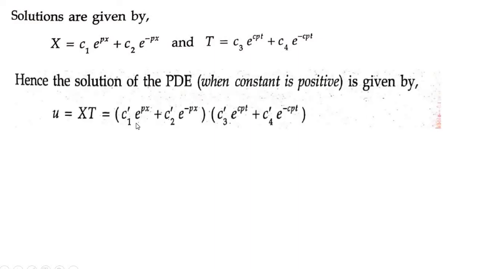Therefore, the solution of a partial differential equation when the constant is positive is given by u equal to X into T, where X is equal to c1 dash into e to the power px plus c2 dash into e to the power minus px, into c3 dash into e to the power cpt plus c4 dash into e to the power minus cpt. It's better you write c1 dash, c2 dash, c3 dash, c4 dash here also, so you will not have confusion, because c1, c2, c3, c4 are already being used.